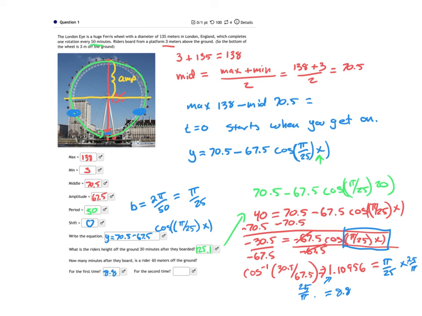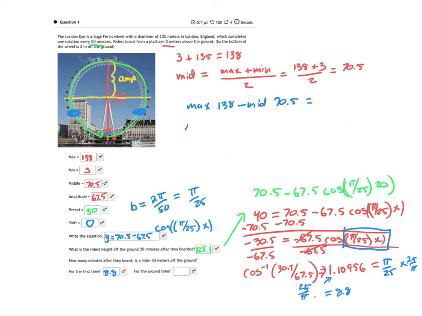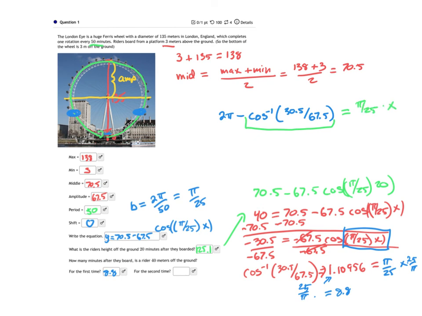Now, I'm going to have to erase a couple of things here so I have some more room to find the next one. So I'm going to just erase what I did up here, and now we'll find the second spot. Well, to find the second spot, all you do is take 2 pi, and then you just subtract the inverse cosine of 30.5 divided by 67.5. So this part here is the same. The inverse cosine part's the same. I have to take 2 pi minus that and set it equal to my pi over 25 times x.